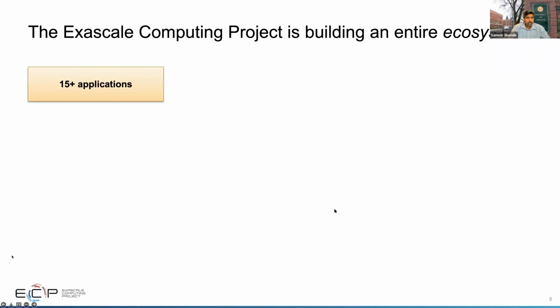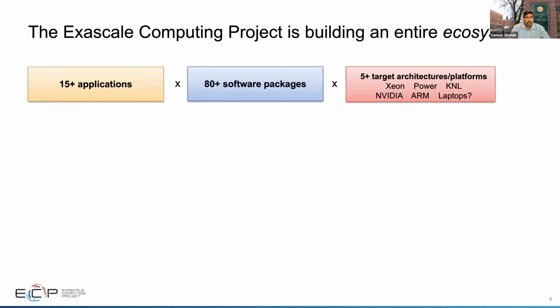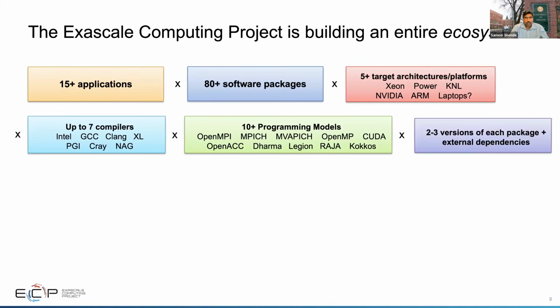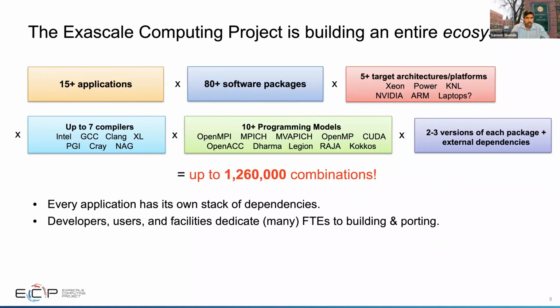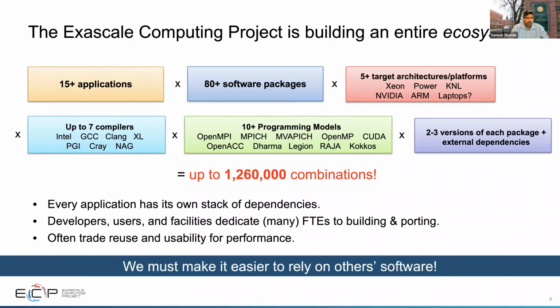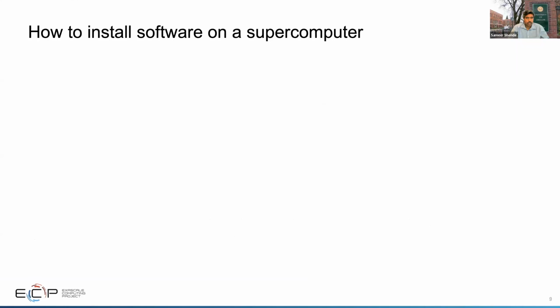And we are actually building an entire ecosystem of, say, 24 applications with 80 software packages with multiple architectures, compilers, programming models, versions, and that leads to a combinatorial explosion. It has gotten so bad that there are centers that are dedicating many FTEs just for building and porting of these applications, and they often trade reuse and reusability for performance. So we must make it easier to rely on other people's software.